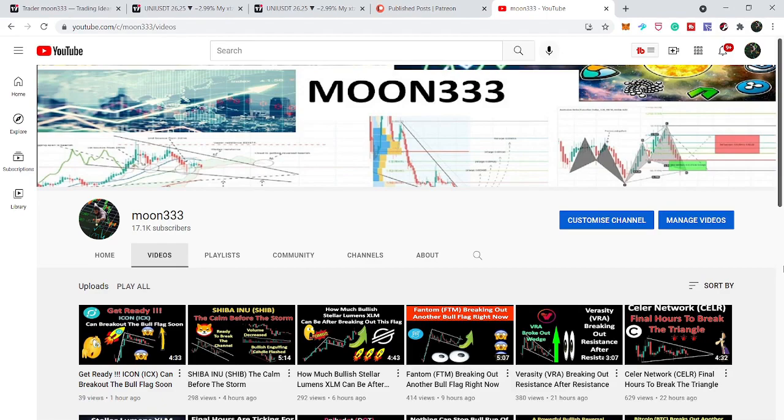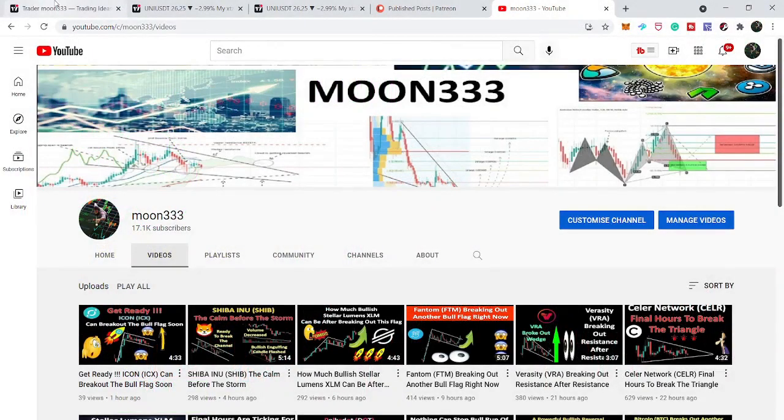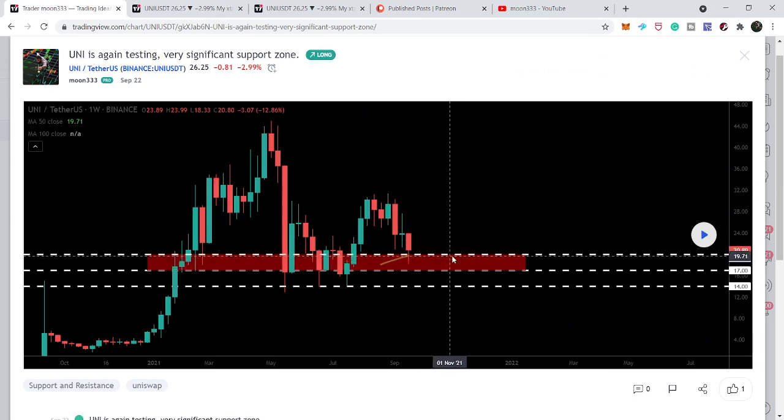In my previous video, we were watching that the price line of Uniswap formed a new down channel, and at the same time it was also testing a key support zone that starts from $20 and goes to $17. And this is the weekly time frame chart that I shared on 22nd of September.